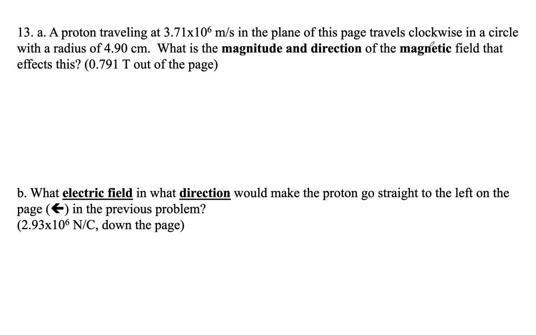Okay, so we've got a proton, right? And the charge on a proton is 1.60 times 10 to the minus 19th coulombs, okay? And the mass of a proton is 1.673 times 10 to the minus 27th kilograms.